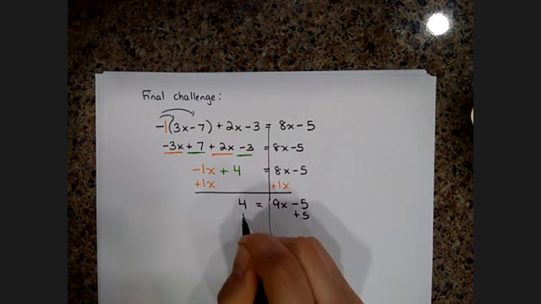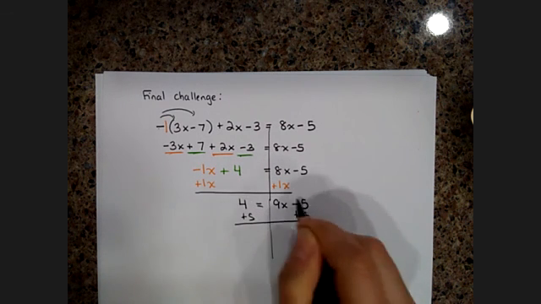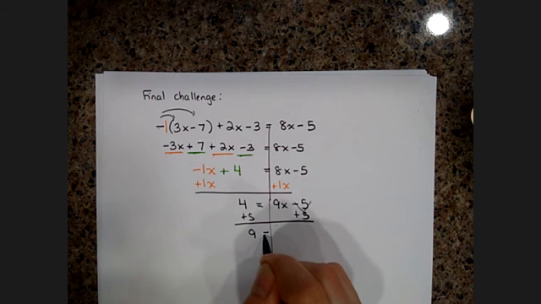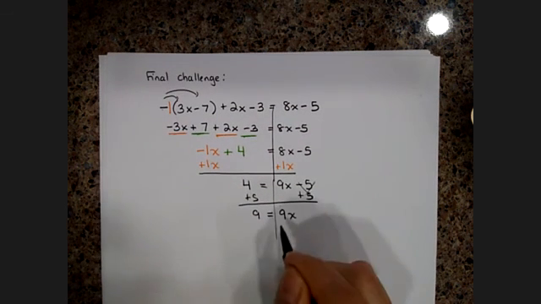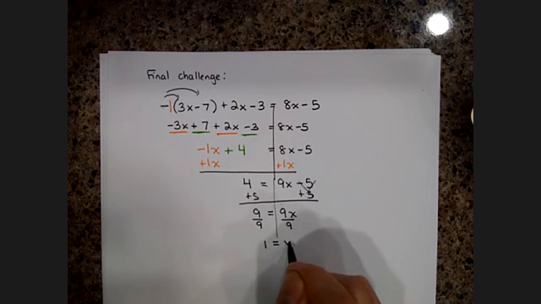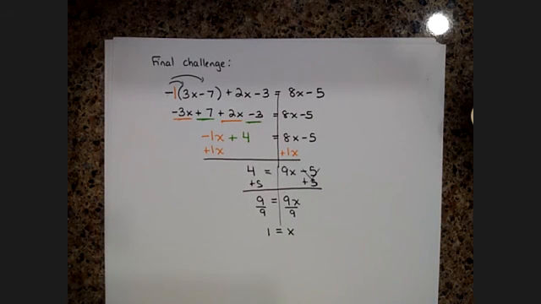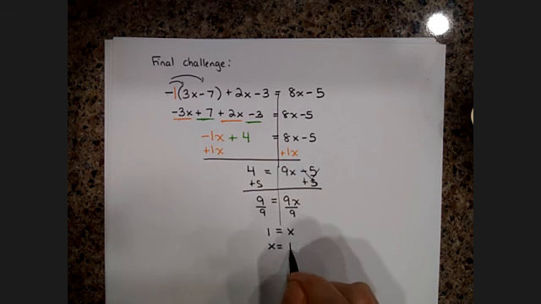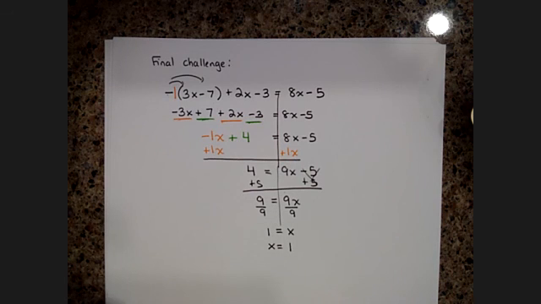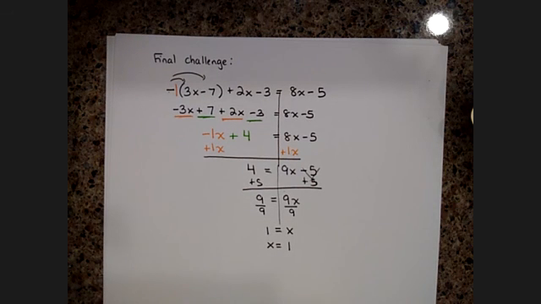So now I'm going to add 5 to both sides. It's a two-step equation that's kind of backwards. And I'm going to divide by 9. And I get 1 equals x. Well, 1 equals x and x equals 1 are the same thing. It's actually called the reflexive property of equality. So it's a property, but it just makes sense. If 1 equals x, then x has to equal 1.